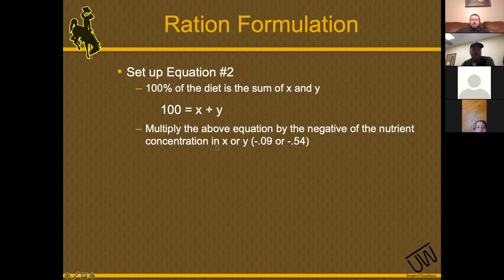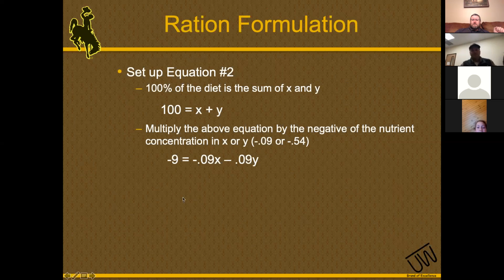Now, this is where it gets maybe complicated or maybe confusing. It's not really complicated, but we want to multiply this equation, 100 equals X plus Y, by the negative of the nutrient concentration. So remember that corn is 0.09 protein. Soybean meal is 0.54 protein. So we want to use a negative on that. And remember, we're going to either do it for X or Y, not both of them. And it doesn't matter which one, but I will tell you, if you always use the smaller number, it's better. So I would rather use the corn.